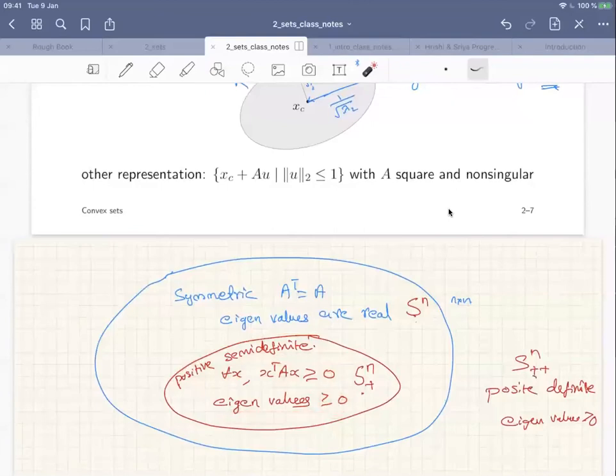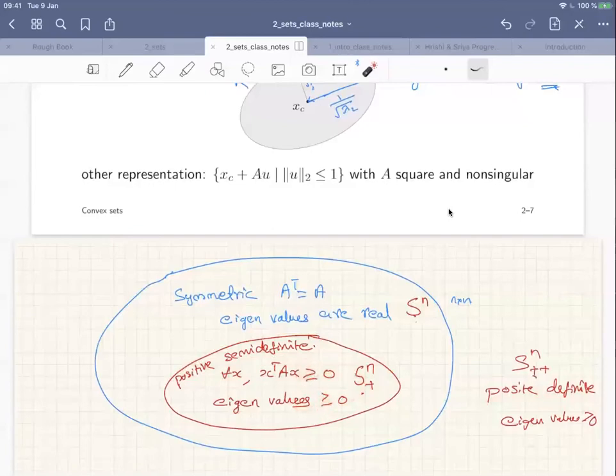So if you have a matrix and all the eigenvalues are either positive or equal to 0, then we can call that matrix positive semi-definite. We use Sn plus to denote a positive semi-definite matrix. We also have a positive definite matrix, a subclass of this, which is very similar, except that here the inequality has to be strictly satisfied.